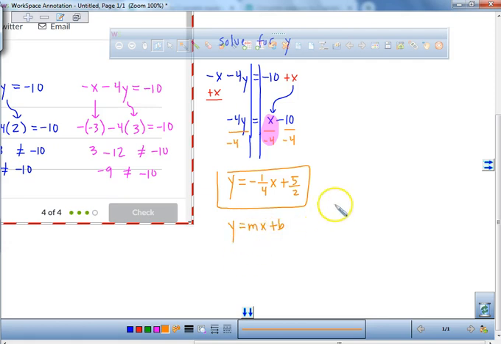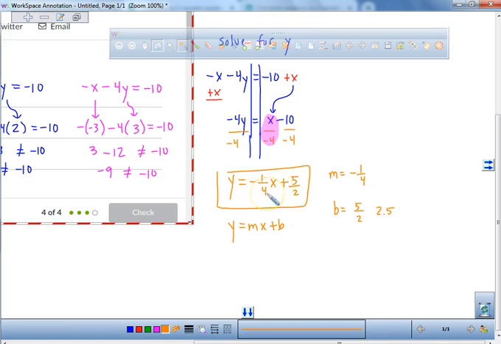Yeah, slope-intercept form. What's our slope? Negative 1 over 4. What's our y-intercept? 5 over 2. The decimal for 5 over 2 is 2.5. All right, so this would be your answer in slope-intercept form.